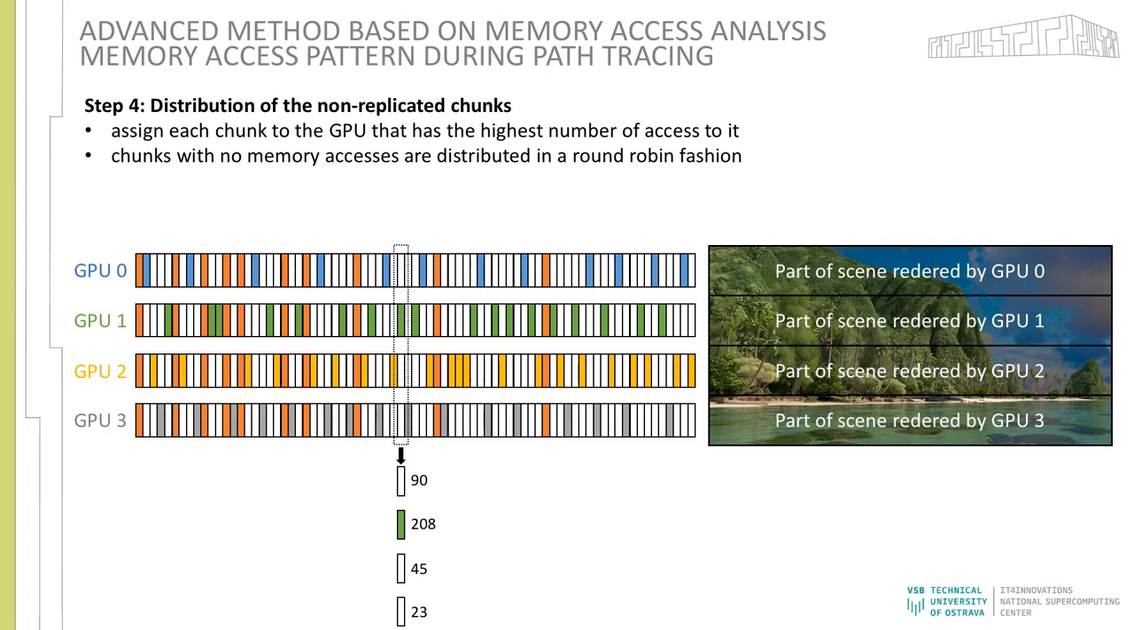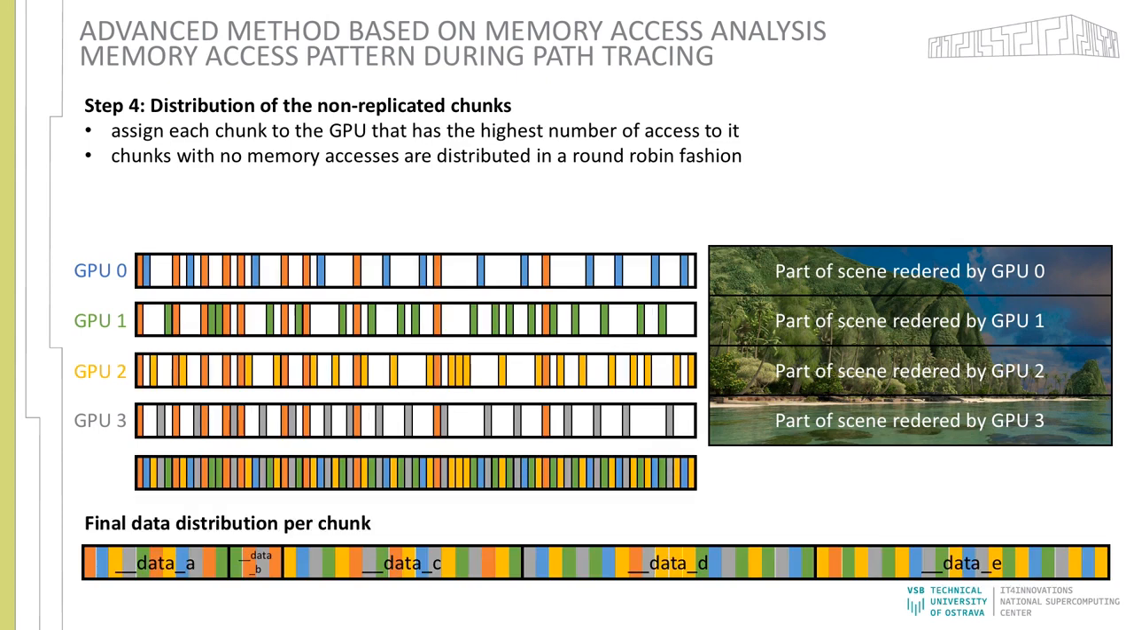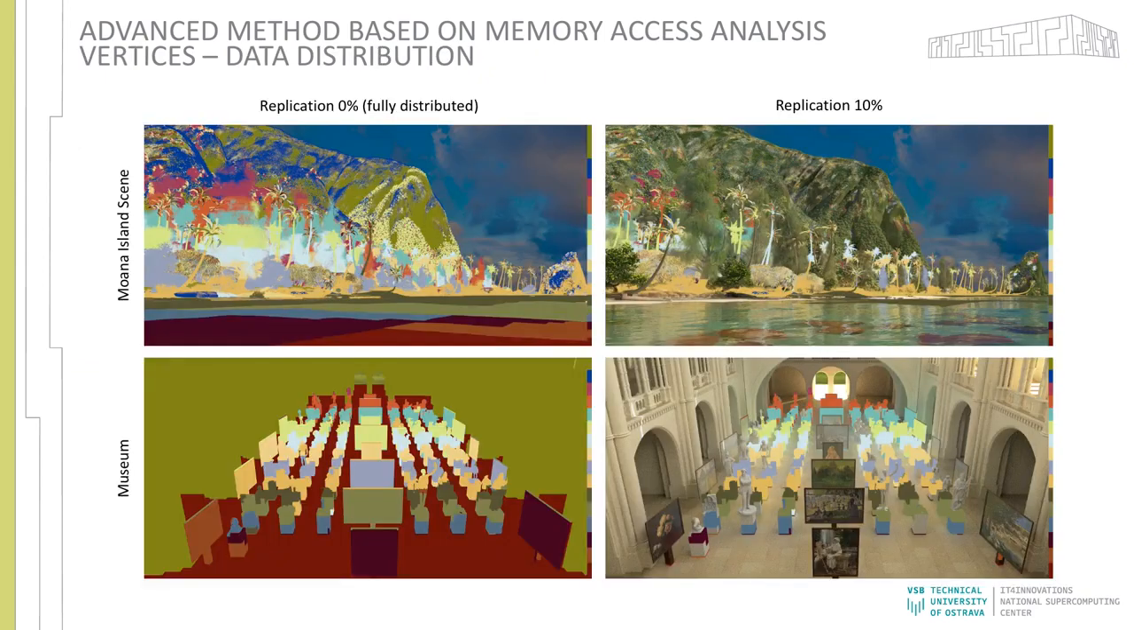There can be chunks that have no memory accesses at all during the one sample prepass. These chunks are distributed in a round-robin fashion evenly among all GPUs that still have free memory. And this is the final distribution of the chunks in our small example. The white spaces in the representation of the memory of individual GPUs show the memory capacity saved by chunk distribution. This is a visualization of the distribution of the data structure that stores vertices in Cycles.